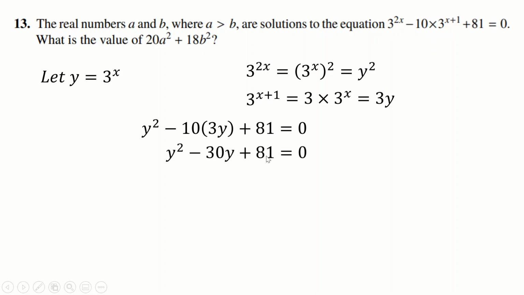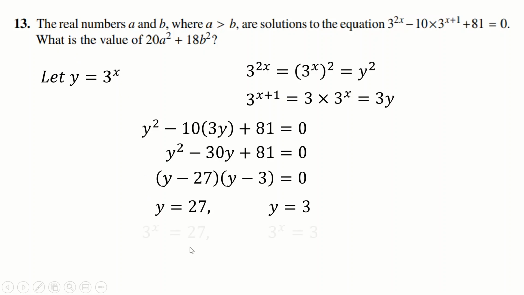Look for things that multiply to make 81 and add to make, well, they both have to be negative, right? Because you've got a negative here and a positive here. So I think it's going to be, well, I worked out it was minus 27 minus 3. So y is 27 or y is 3. But again, y isn't the thing you care about. X is the thing you care about. So replace the y back again with 3 to the power x to get this. 3 to the 3 is 27, or 3 to the 1 is 3. So those are our two answers.